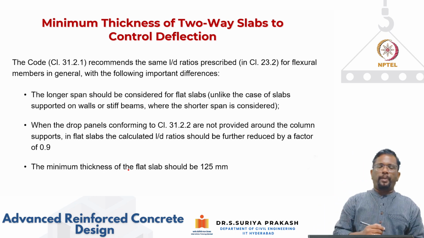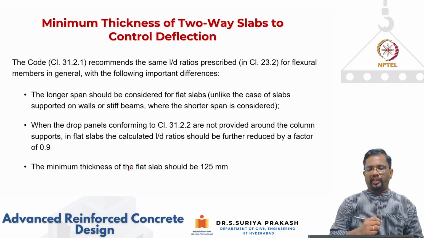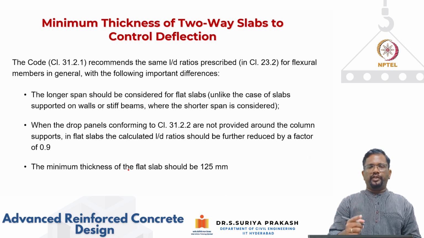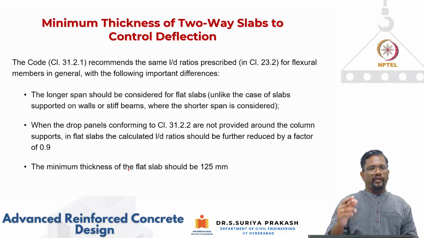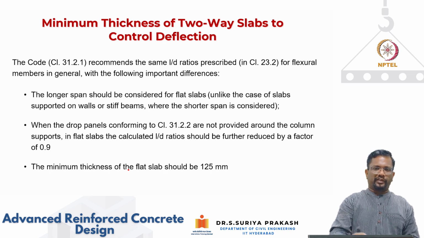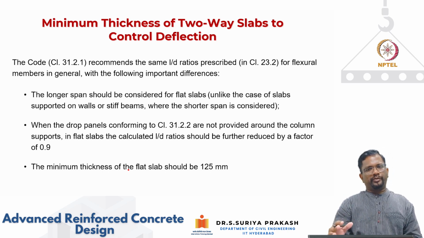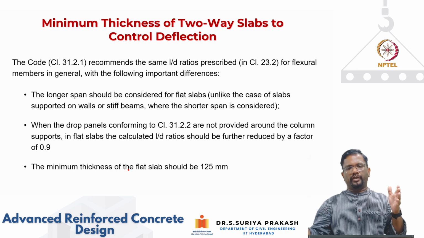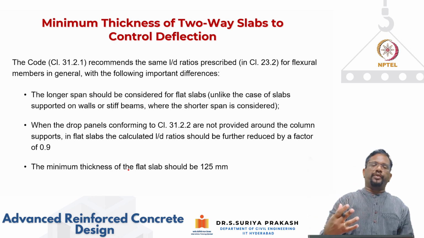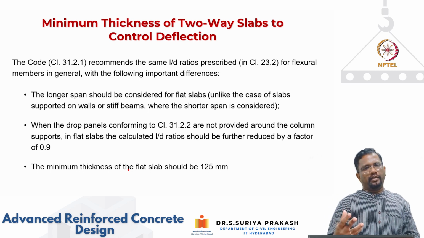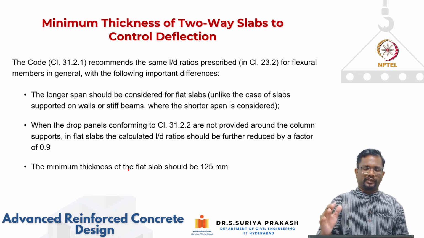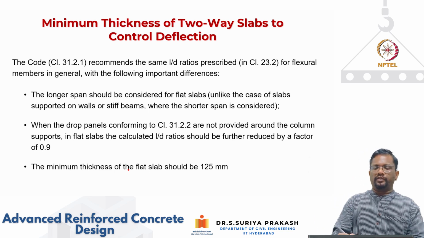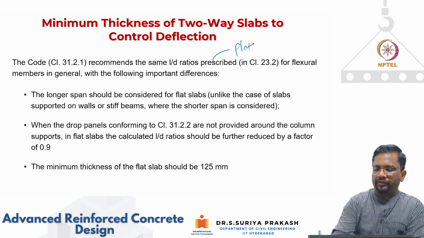Now let us look at the minimum thicknesses of two-way slabs to control the deflection. We have studied for beams and one-way slabs what the L by D ratios are. So the code is actually saying, for flat slabs, these provisions are given for flat slabs in general. For slabs that are sitting on beams, the code is not really very comprehensive in giving guidelines. In that regard, we would be using either the ACI code provisions or Canadian code provisions, which we will discuss. And these observations are made for flat slabs.